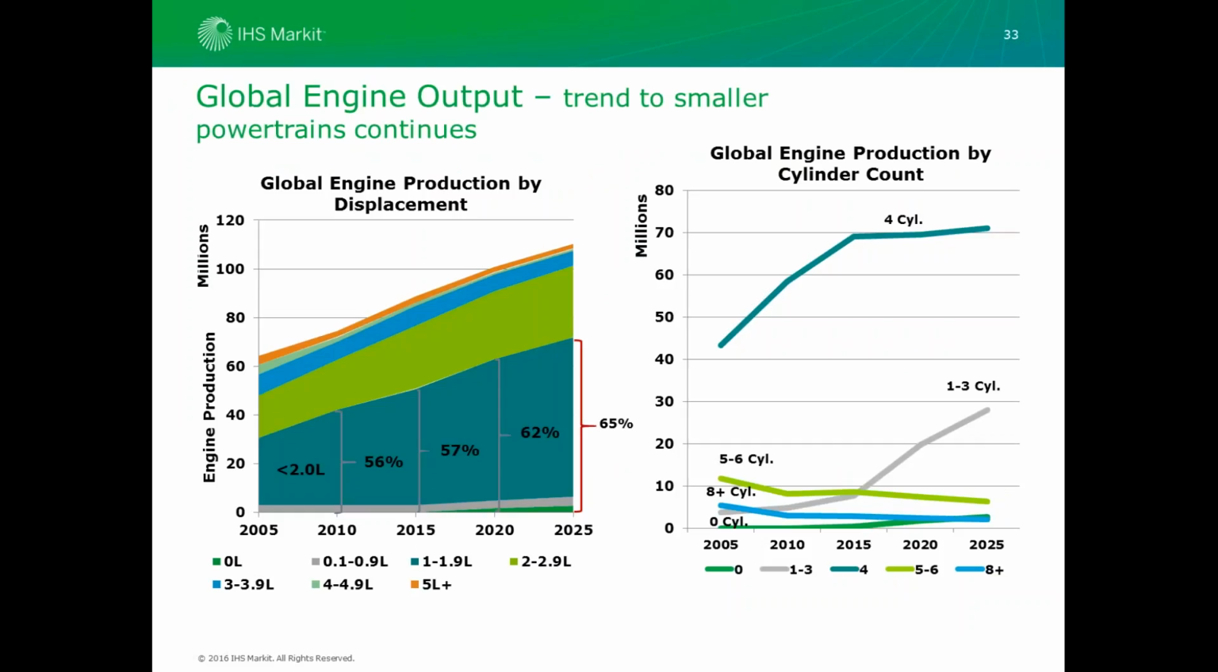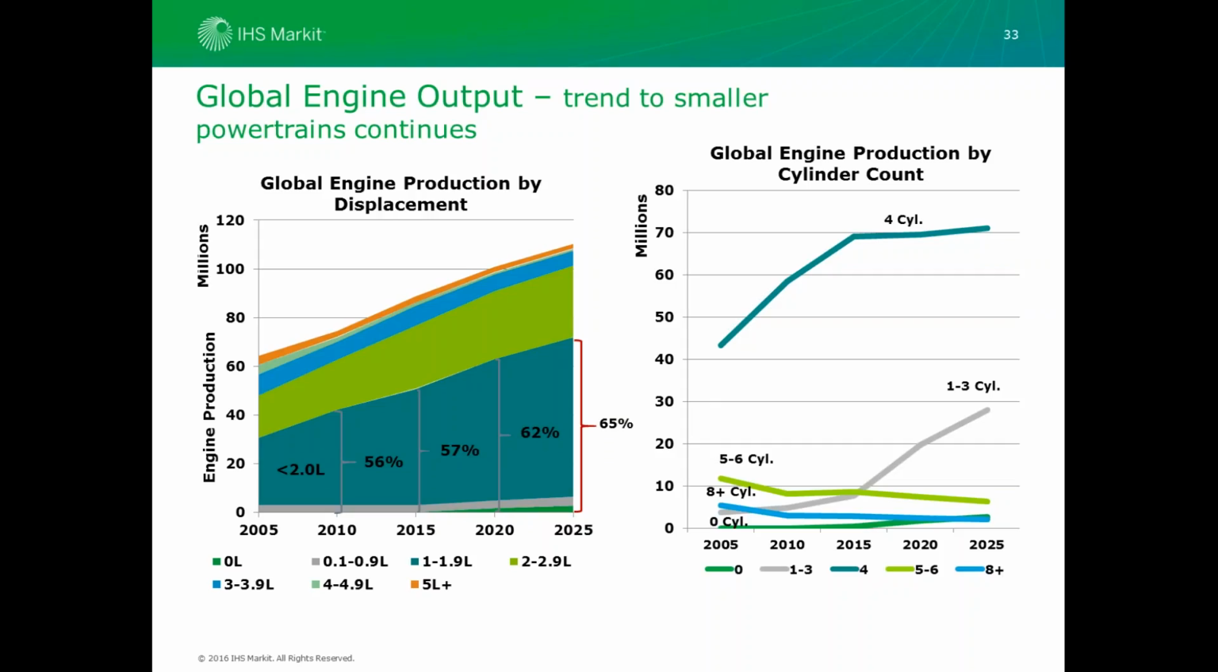Same thing happening globally. On the left, you can see the global engine production by displacement. Today, about 57% of engines are 2 liters or less. By 2025, 65% of all powertrains manufactured will be 2 liters or less. And you can see the cylinder count as well on the right side of the slide. Today, about 80 million vehicles produced have engines with fewer than 4 cylinders. That's about 88% of production. By 2025, it'll be over 90% of production.